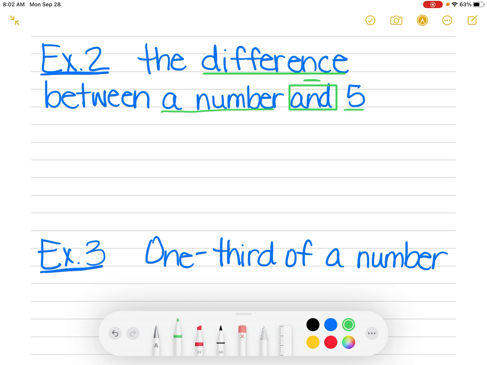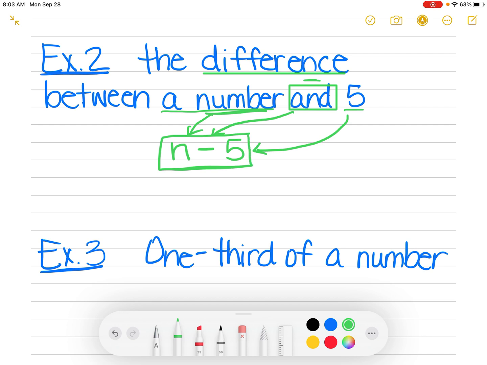But we can't just write out a number. So a number means I'm going to put a variable there. And usually when it says number, I just use n because it matches the word number. You could put an X or a Y or something else. So this one would be n minus 5, because I have the number, which is n. The minus is going to be the and, and the 5 is right here. So there's my answer for the difference between a number and 5.